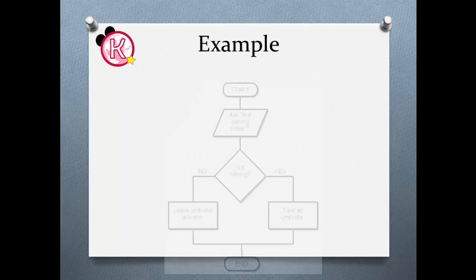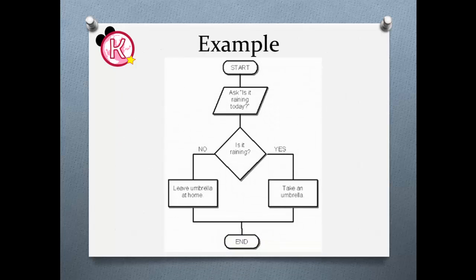For example, here is a flowchart on how to decide whether or not to take an umbrella with you. You start by asking, is it raining today? If it is, you follow the yes side and take an umbrella. If it's not, you leave the umbrella at home. Of course, you wouldn't actually need a flowchart to make a decision like this, but for more complicated steps, you might need one. So we are going to be making an example of how a bill becomes a law.